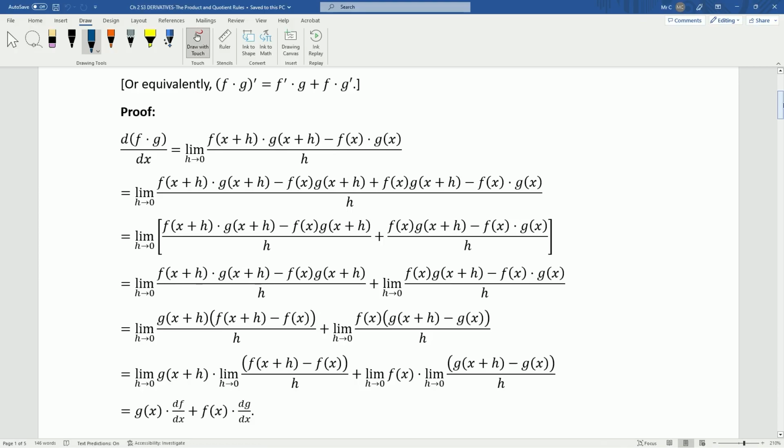So first, I'm just writing out the derivative with the definition. The limit as h goes to 0. Since we're looking at the product function, it's f of x plus h times g of x plus h minus f of x times g of x all over h.